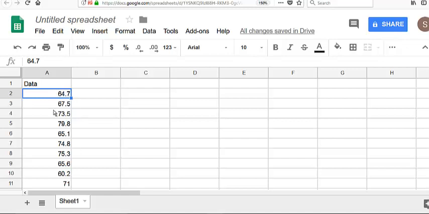Go ahead and enter them in one column. Put data as the column header, and then you have the 30 data points ending with 68.2. Now, what we need is the sample mean and the sample standard deviation. So let's just put those numbers up here: sample mean, and we'll just put SD for standard deviation.